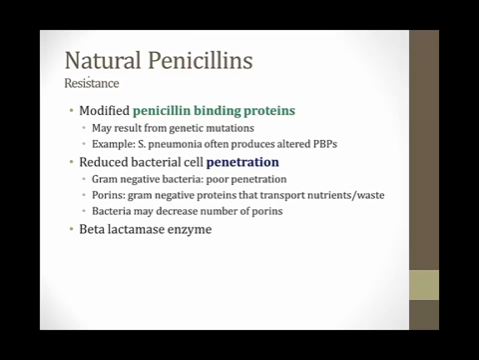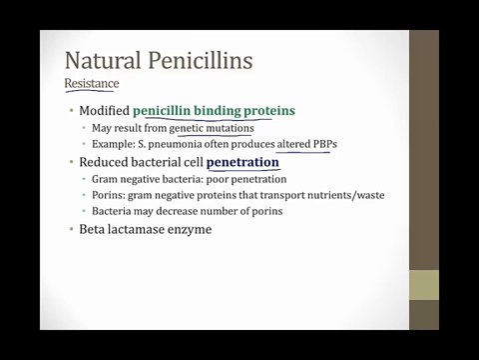The reason that these drugs aren't effective against many bacteria is because there are a number of common resistance mechanisms that bacteria have developed. One of these is modification of the penicillin binding proteins. Many bacteria modify these proteins, often via genetic mutations, and that leads to resistance. For example, strep pneumonia is often resistant to the natural penicillins, and that's because this bacteria often produces altered penicillin binding proteins.